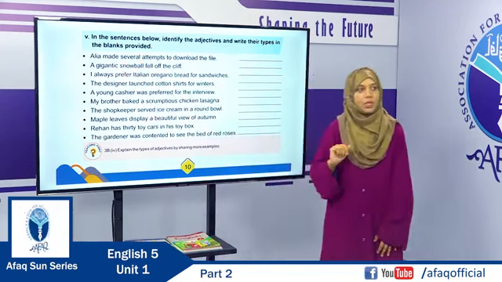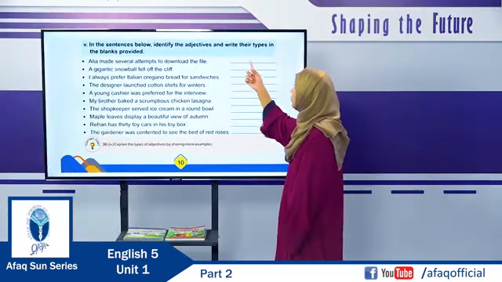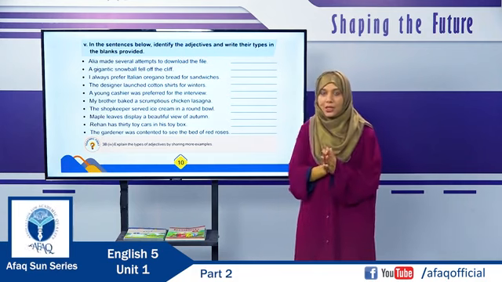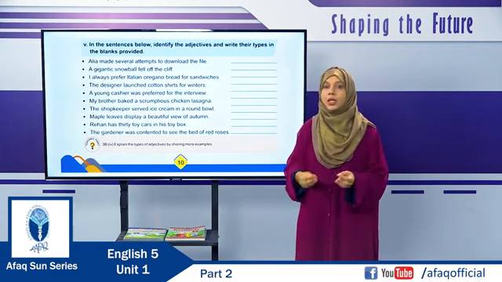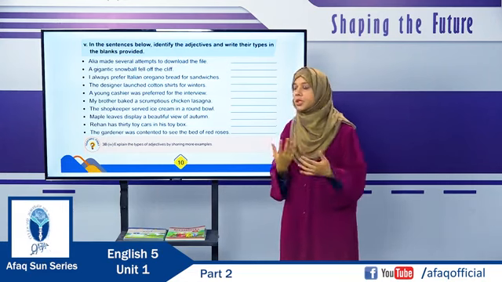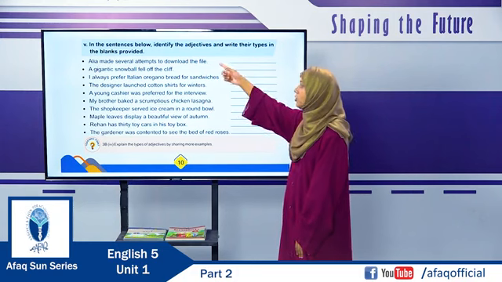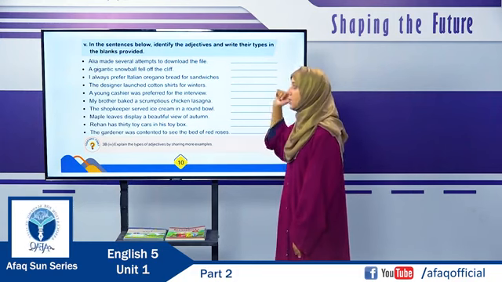Now tell me, what type of adjective is this? Yes, this is an adjective of quantity because it is telling how many times she attempted. So she attempted several times to download the file. That's why this is an adjective of quantity.